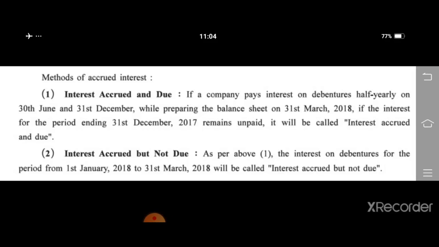If the company pays interest on debenture half yearly on 30th June and 31st December, while preparing the balance sheet on 31st March 2018, if the interest for the period ending on 31st December 2017 remains unpaid, it will be called interest accrued and due. Second, interest accrued but not due. As per the first explanation, the interest on debenture for the period from 1st January 2018 to 31st March 2018 will be called interest accrued but not due.